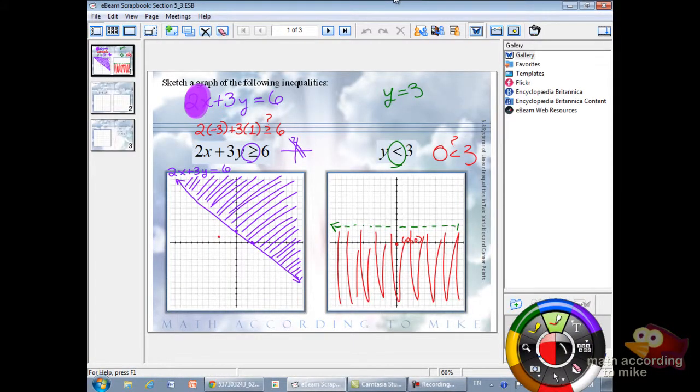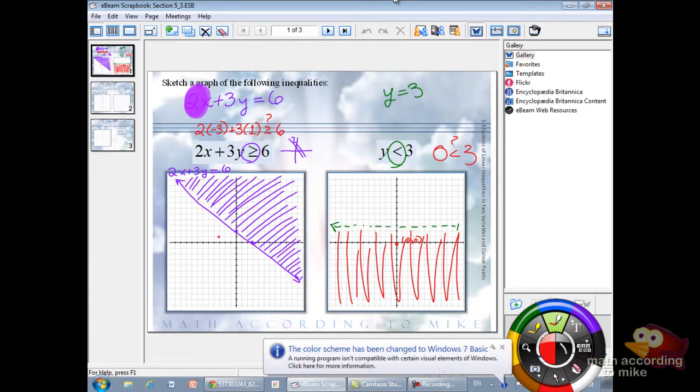Previously in math class, we talked about one inequality and two variables. Now we're going to have what's called a system of inequalities. That's when you have two inequalities or more at one time. Let's continue where we left off.